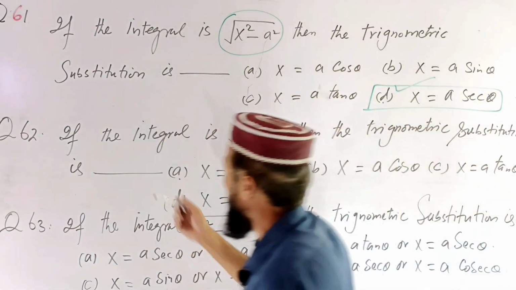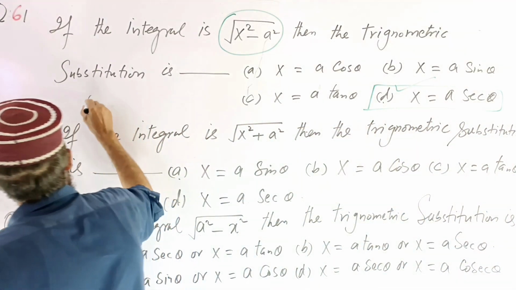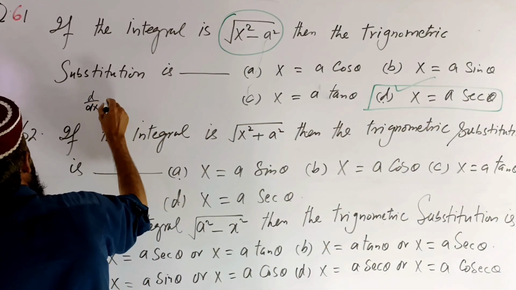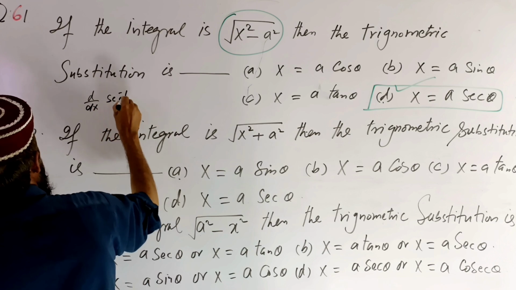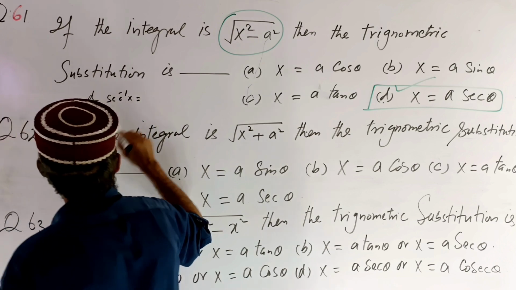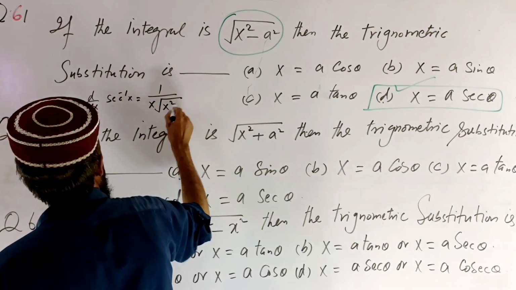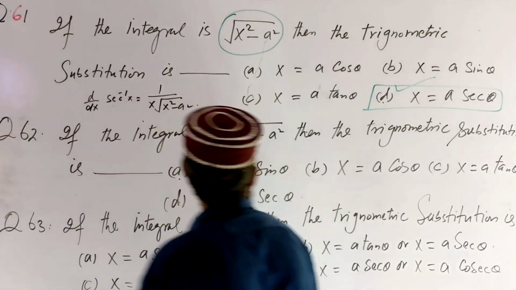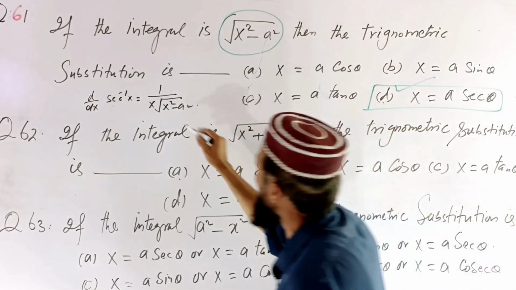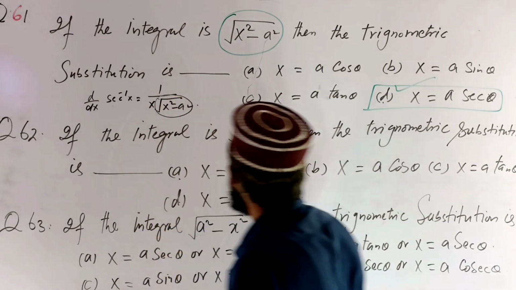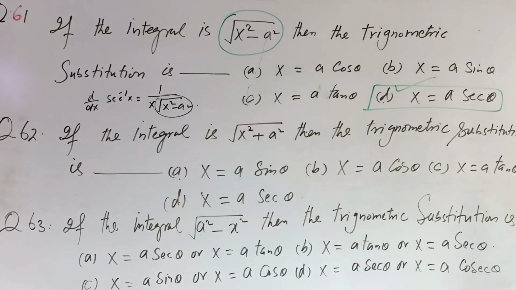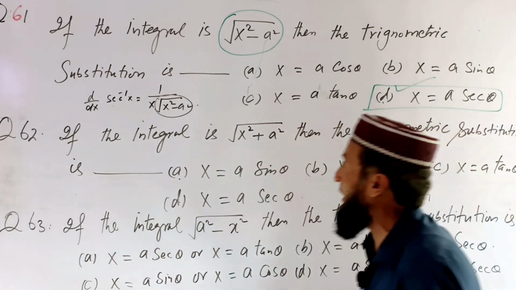secant inverse x is 1 divided by x times the square root of x square minus a square. According to this formula, we substitute, and the result x square minus a square becomes a secant theta. So the first D option is the correct option.